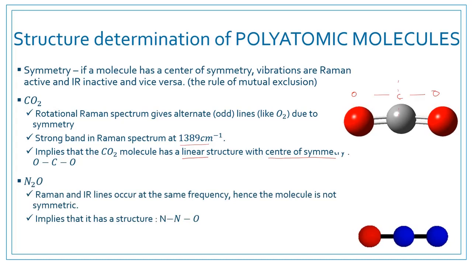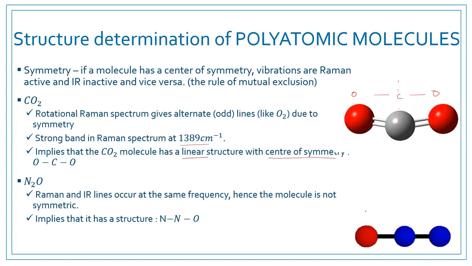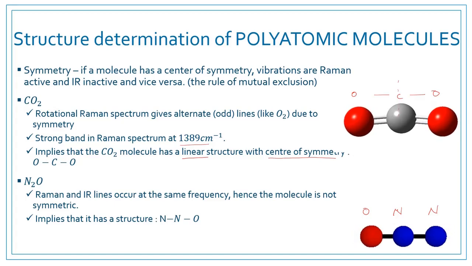Similarly, in the case of the N2O molecule, the Raman and IR lines occur at the same frequency. That is, this particular molecule is both Raman active and IR active. Therefore, the molecule is not symmetric. The molecule is linear, yes, but it is not symmetric. That is, the oxygen atom comes at the end, and we have the nitrogen atoms, and it doesn't have a center of symmetry. Just like that, we can find the structure of a diatomic molecule or a polyatomic molecule using the Raman spectrum.